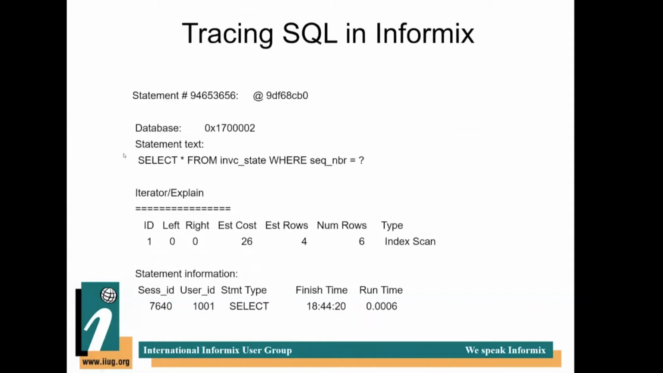And here's also the output from the onstat -g his. It shows the statements, your select statements, and then down here your costs, estimated rows, your number of rows. It shows the session ID, the user ID, the statement type, when the SQL finished, and then the runtime of the SQL.